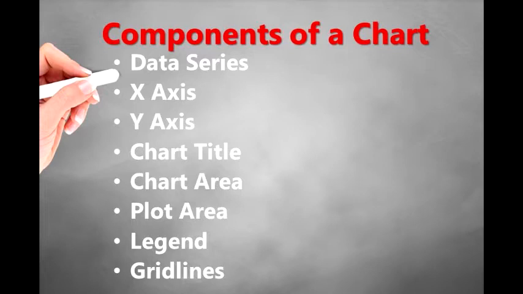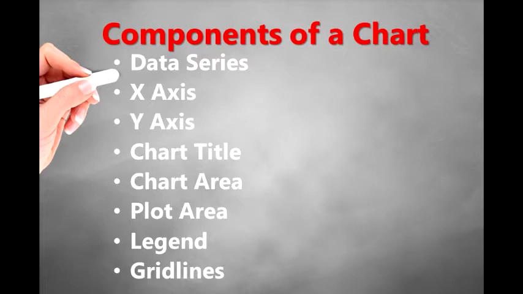Chart title is usually placed at the top of a chart, which helps us to understand what the chart represents. Chart area refers to all the objects of the chart.